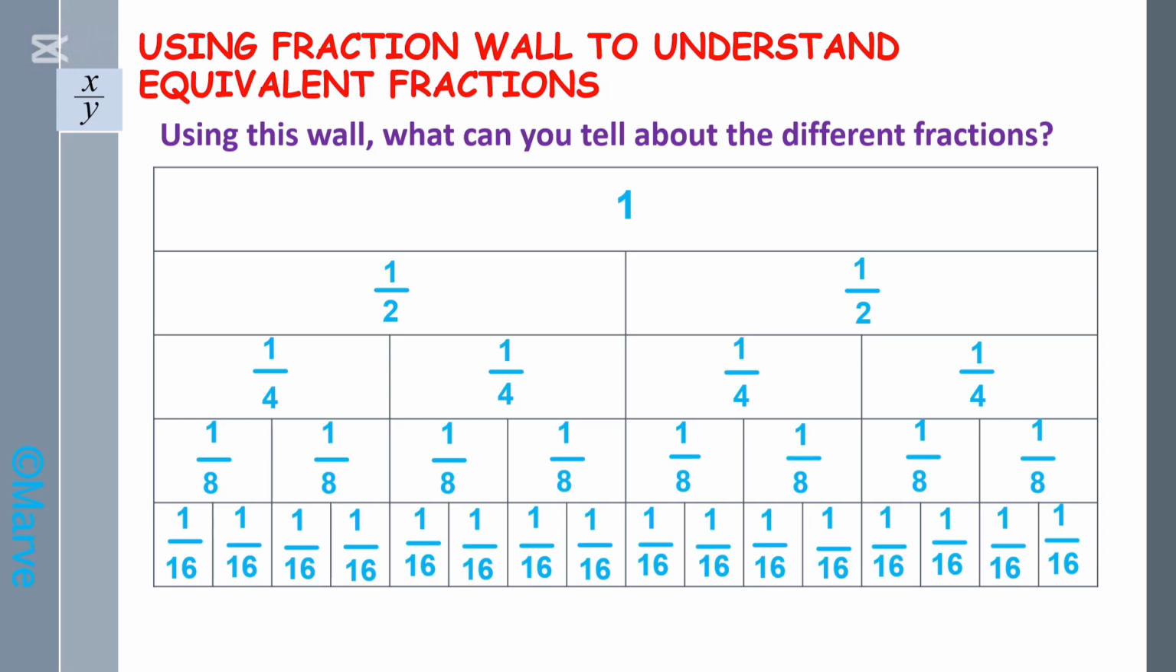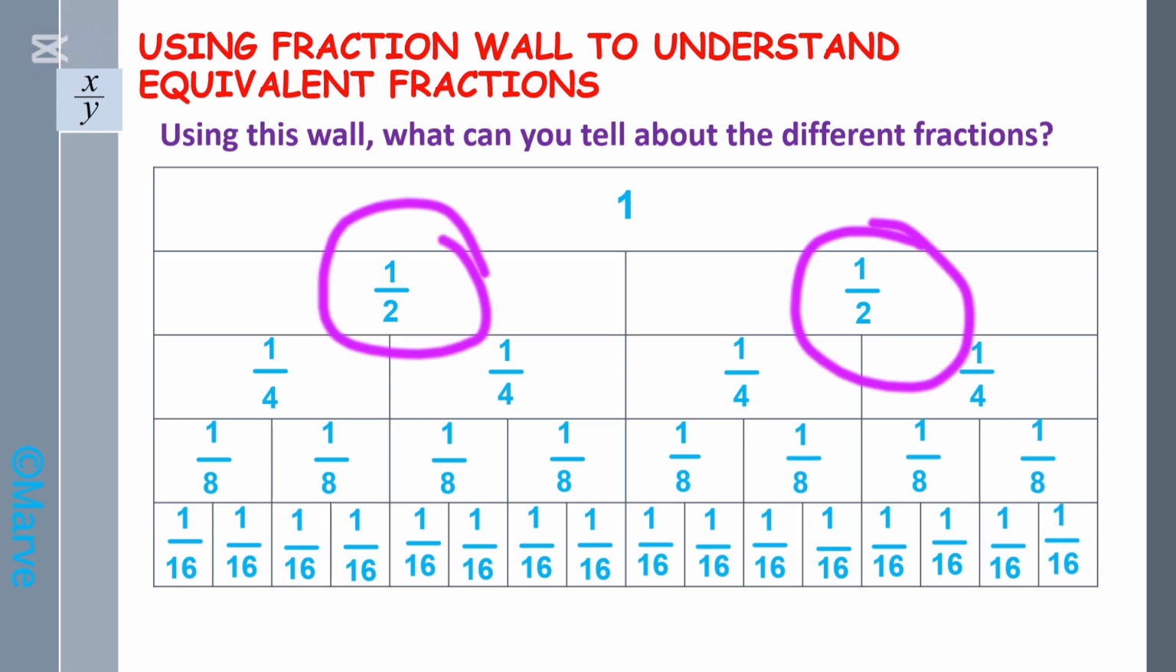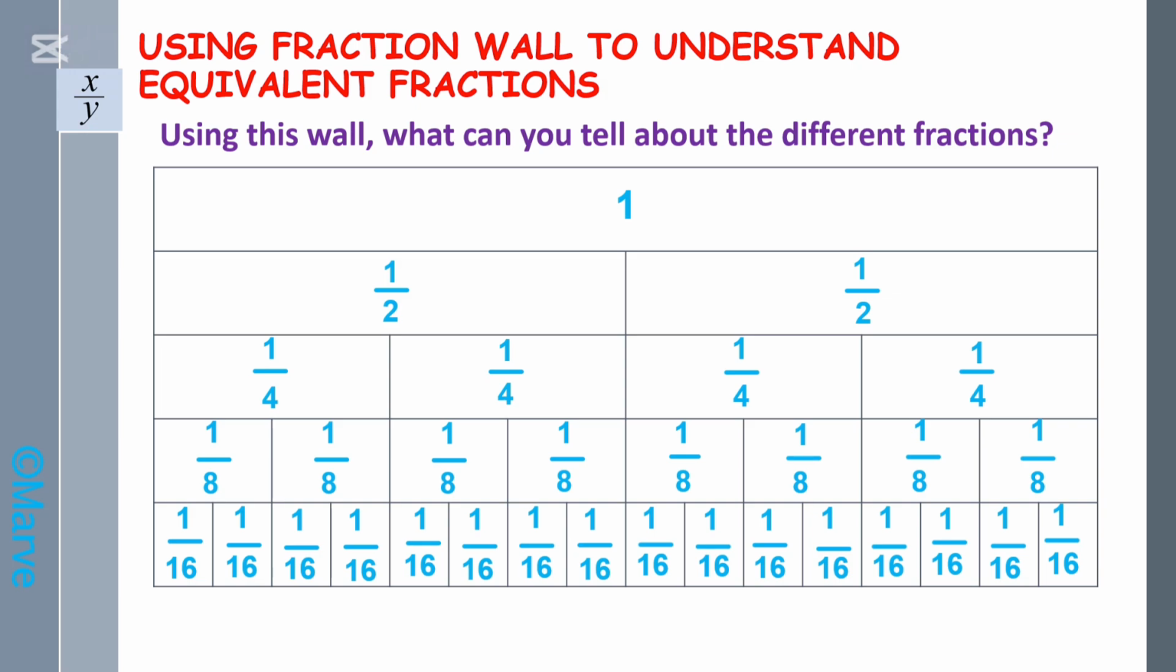So 2/2 will make one whole, and then 2/4 will make 1/2. It takes 4 of these to make one whole, and then 2/8 will make 1/4, and 2/16 will make 1/8. So this is how a fraction wall can help you with understanding equivalent fractions.